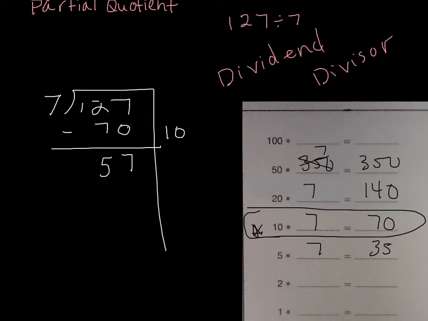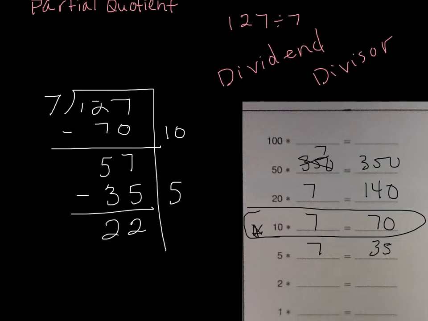Then look over here on the right again. How many groups of 7 can we take away from 57? We can't do another 10 groups. That's 70. We can do 5 groups, though. So 5 groups of 7 is 35. We'll subtract 35. 7 minus 5 is 2. 5 minus 3 is 2.